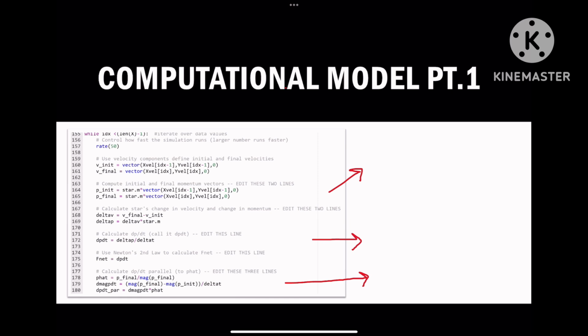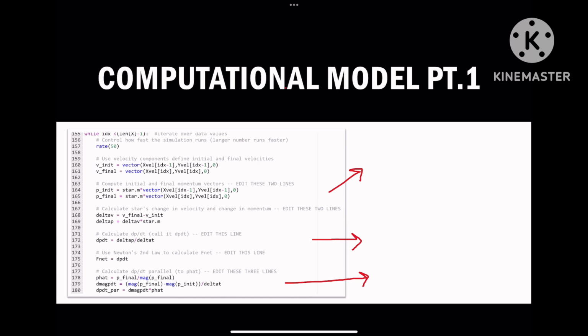For the lines of code, I adjusted my code accordingly so that it would demonstrate the star's orbit around the black hole. To find the change in momentum, I set it equal to the change of velocity times the mass of the star. To find the rate of change of momentum, I divided delta p by delta t and set this equal to Fnet, since we're in outer space and we can assume the gravitational force between the two objects is the only force acting upon the system.